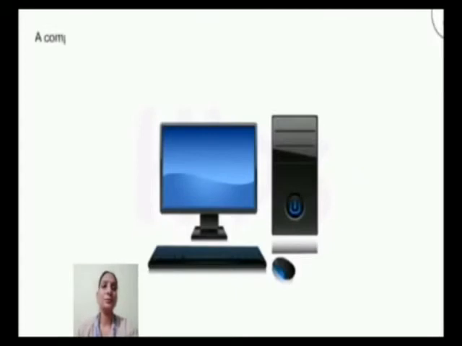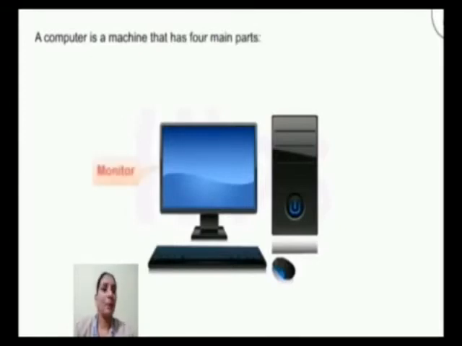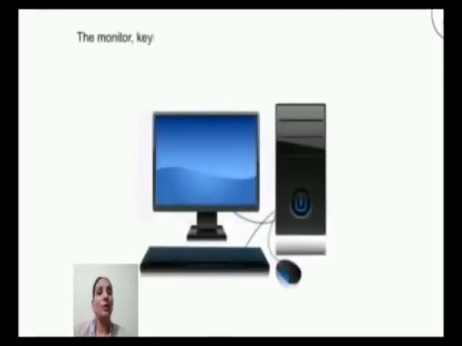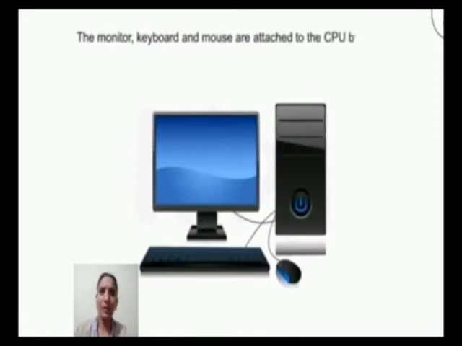A computer is a machine that has 4 main parts: monitor, CPU, keyboard and mouse. The monitor, keyboard and mouse are attached to the CPU by cable. Let me see one by one all these parts.